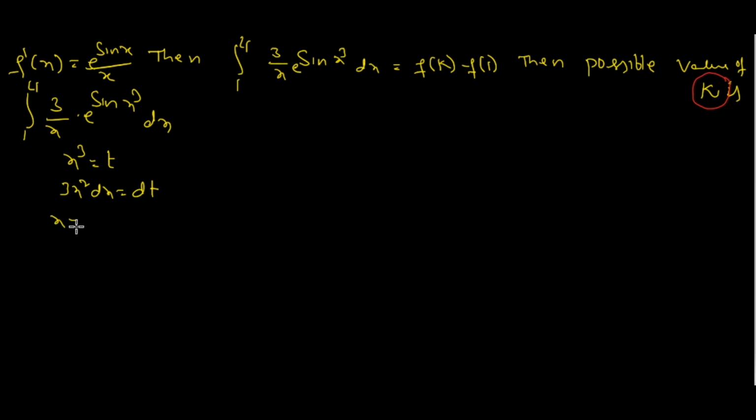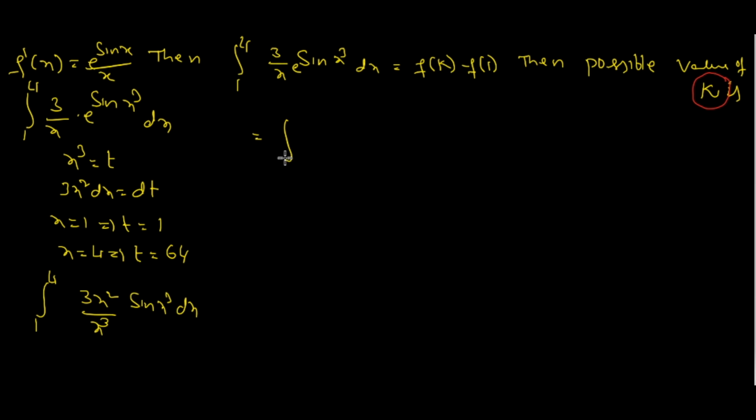Change the limits. If x is equal to 1, t is equal to 1. If x is equal to 4, t is equal to 4 cubed, that is 64. Substituting these values, the integration is written as the integration from 1 to 4 of 3x^2/x^3, multiplying and dividing by x^2, times e^(sin x^3) dx. That is equal to the integration with lower bound 1 and upper bound 64 of e^(sin t)/t dt, since 3x^2 dx is dt.